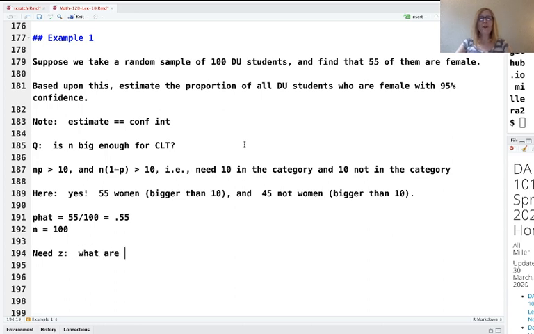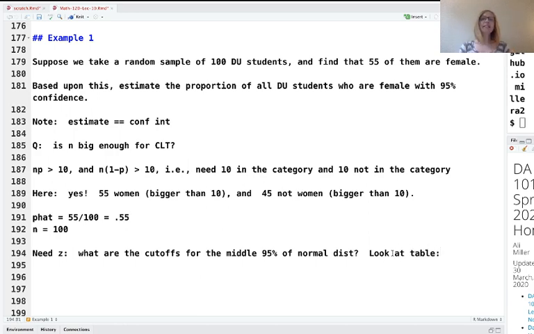In other words, what are the cutoffs for the middle 95% of normal? And the reason I'm doing 95 is specifically because this problem told me 95%. What are the cutoffs for the middle 95% of the normal distribution? That's the z-score we're looking for, and that's why this is a backwards problem. Well, let's look at the table.